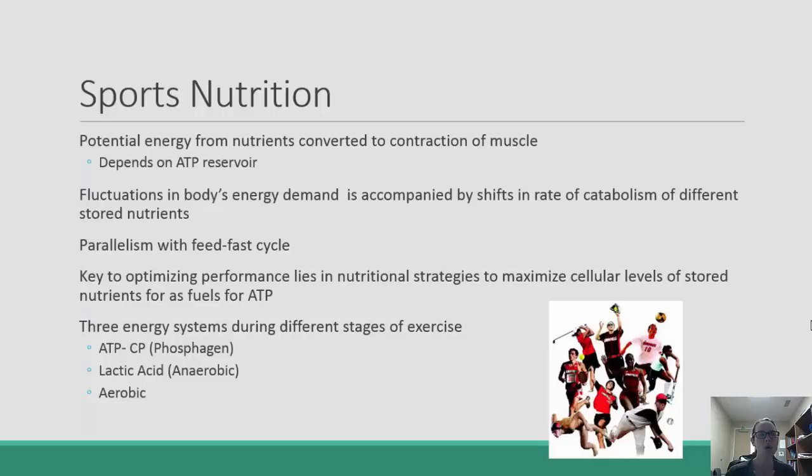Okay, so potential energy from nutrients is converted to the contraction of our muscles. Basically, the amount of exercise we do, or our capacity to do exercise, depends on our reservoir of energy, which makes sense, or our reservoir of ATP. And fluctuations in our body's energy demand, am I resting, am I exercising, is accompanied by shifts in the rate of catabolism of different stored nutrients.